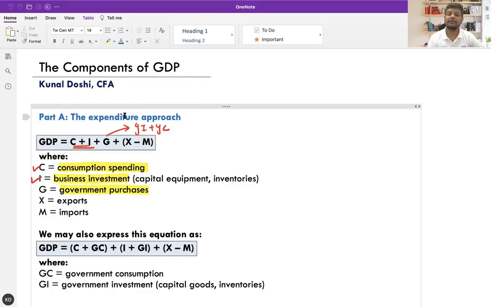So C plus I plus G, I'll repeat: C is consumption, I is investment, and G, which is government purchases, which is nothing but government investments and spending.